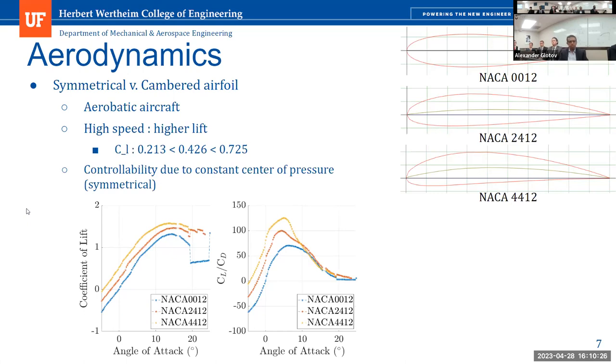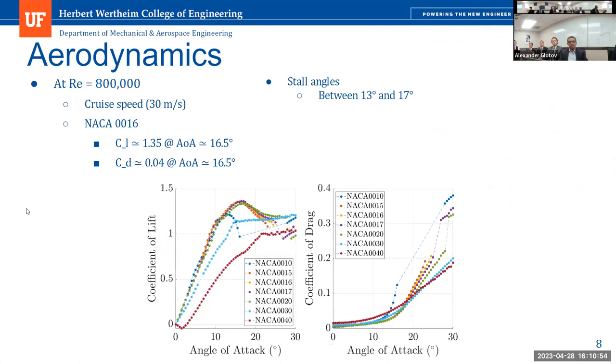And lastly, we chose the symmetrical airfoil because at the high speed, the cambered airfoil will produce a lot of lift, which will bring the nose up, requiring the pilot to push the nose down, which is hard to control for our pilot. And lastly, symmetrical airfoil has a center of pressure that does not change compared to cambered airfoil. At flight condition, it was simulated with XFLR5 that NACA 0016 has the highest coefficient of lift.